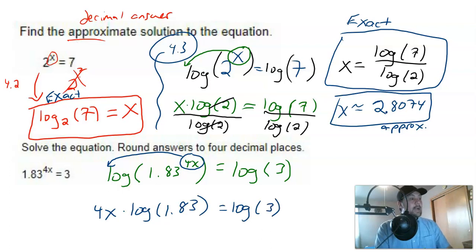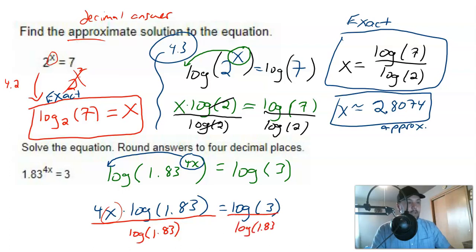Now that x is down on the ground level, I can solve for x. In this case, I will again divide to get x by itself. So I'm going to divide by log base 10 of 1.83, and the same thing on this side, log base 10 of 1.83. And if that's all I do, it cancels out the logarithm, but I will still have a 4 in front of the x, which I will then need to get rid of.